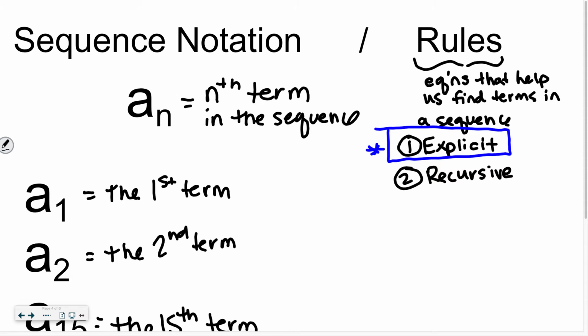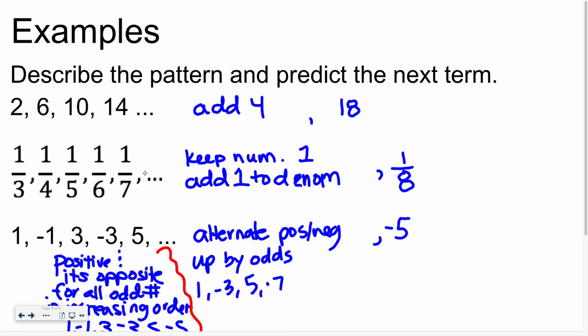Okay. And then these rules are going to be like a sub n equals, and you're going to put what looks like a mathematical function behind it. It'll be in terms of n back here. So I'm actually going to go back to the previous slide. Okay. And we'll start with this first one, 2, 6, 10, 14. And let's see if we can come up with a rule for that.